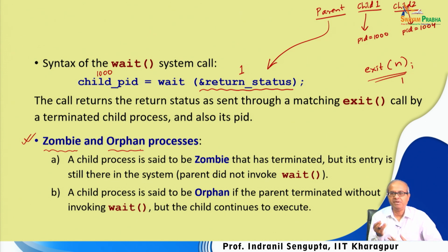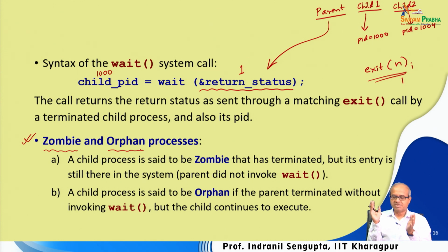See, zombie means a process has finished execution, but the parent process was still running, it did not invoke wait. So, due to some reason, because the parent has not yet stopped, the operating system had still not removed information about the process from the system. The process is not there, but the kernel table somehow still maintains some information about the process. That is referred to as a zombie process.